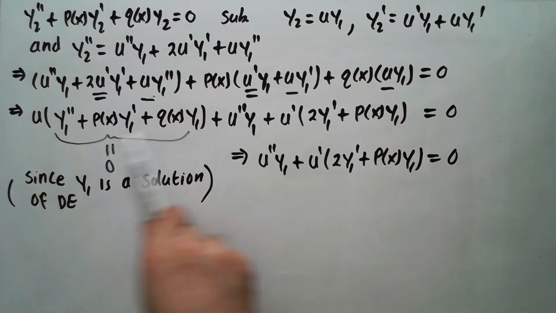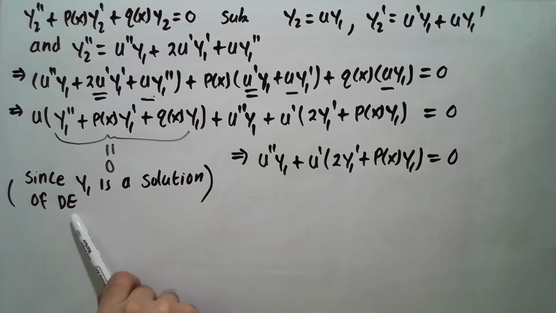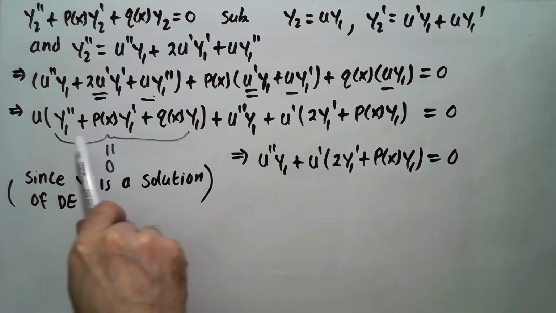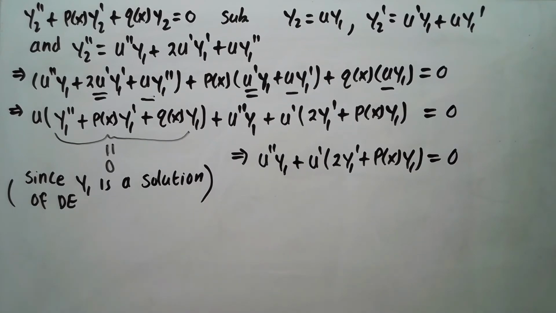Yeah, so this guy here is 0 since y1 is the solution of the differential equation, and this is just the differential equation evaluated at y1. Okay, so then we'll get this. And now the next part is the reduction of order part.